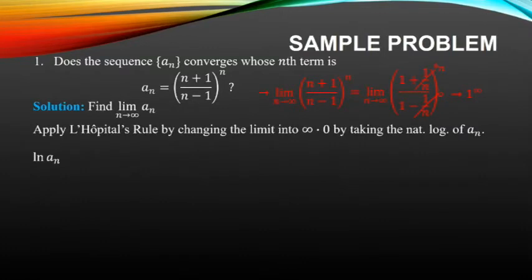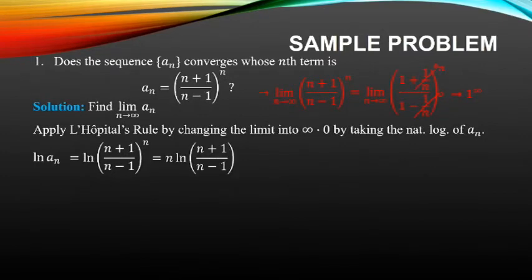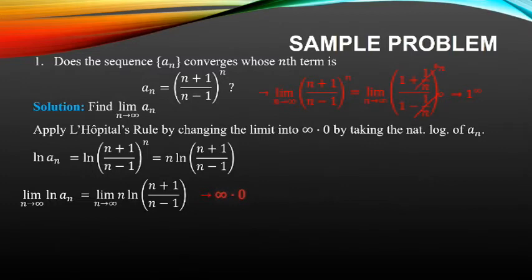Taking the natural logarithm of a_n, we have ln of ((n+1)/(n-1)) raised to n. Simplifying that, we can bring down the power as a factor, so n times ln of (n+1)/(n-1). Taking the limit of both sides, the limit of ln a_n is equal to the limit of n times ln((n+1)/(n-1)), which approaches infinity times 0, which is also an indeterminate form. So we can manipulate the function by putting the factor n into the denominator. We have the limit of ln((n+1)/(n-1)) all over 1/n. Now this is equal to 0 over 0, which is still indeterminate.